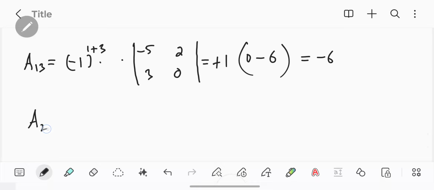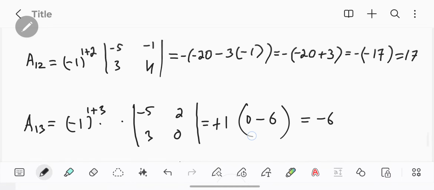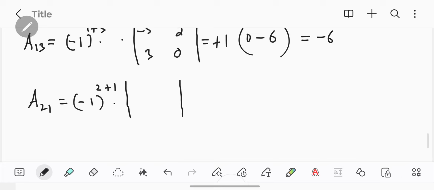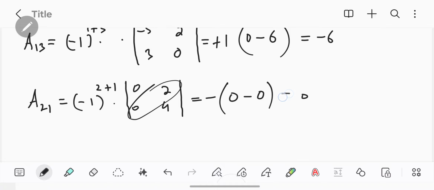So if I wish to find A21, my answer will be minus 1 to the power 2 plus 1 times the determinant of the submatrix obtained by deleting second row and first column. I will get 0, 2, and 0, 4. Since minus 1 to the power 3 is odd number, I will write minus. Then the determinant of this is the product of these two, which is 0, minus the product of these two, which is again 0. So I will end up with 0.